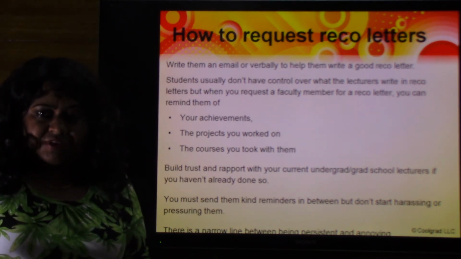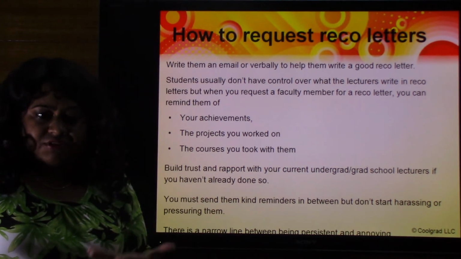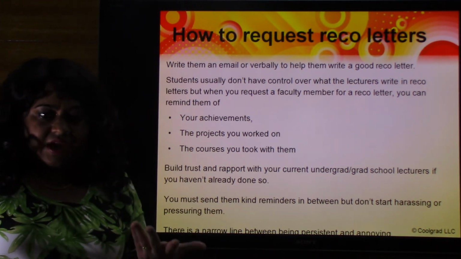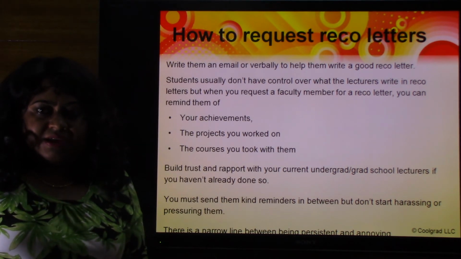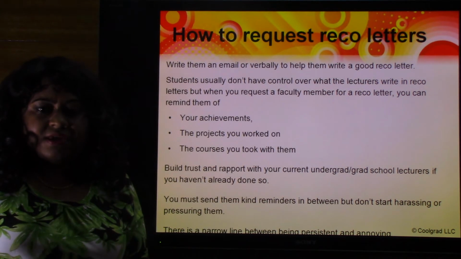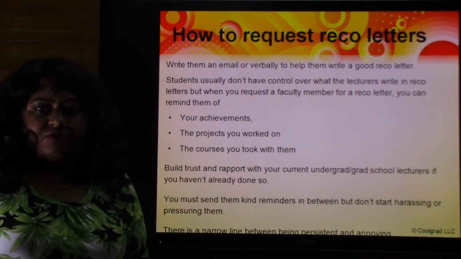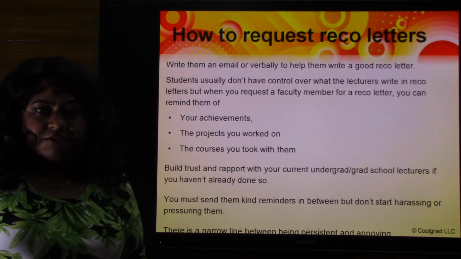Ultimately, they're going to write whatever they want to write, but you can always remind them, hey, remember, I took this course, I got this excellent grade, and I was the topper. Our team won the first prize in this competition. So, can you give me a recommendation letter? It's okay to remind them, because they might have forgotten some details.